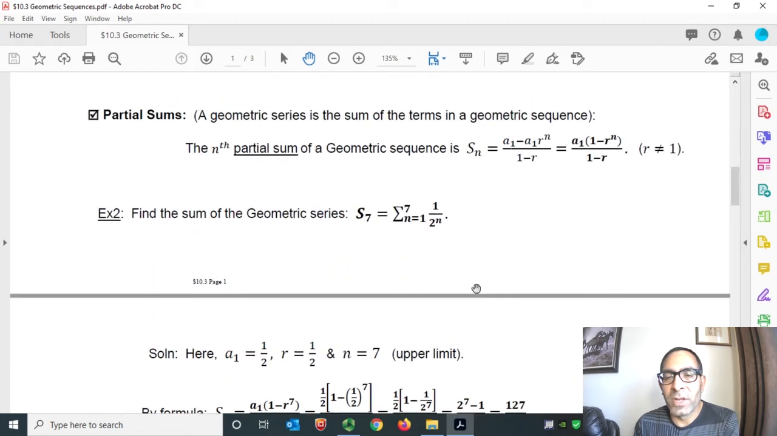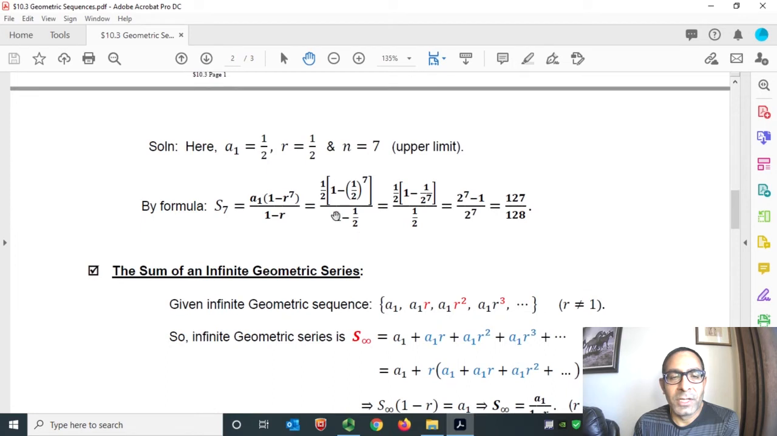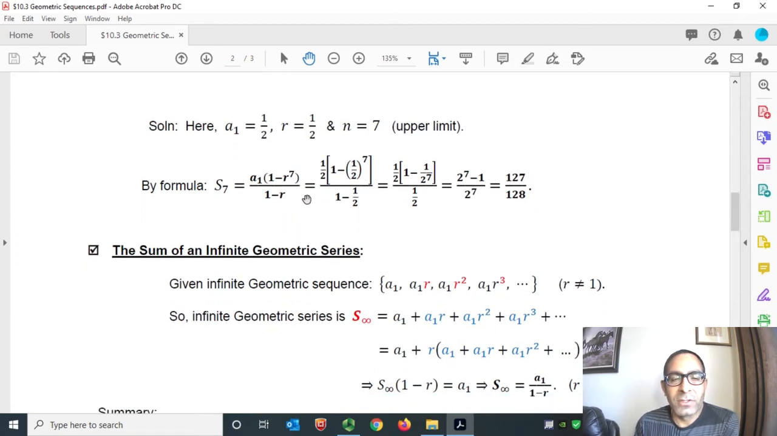I use this formula here: Sn equals first term times 1 minus r to the power n, all over 1 minus r. For our case, n is 7, r is 1 half, a1 is 1 half, which you did here. So S7 equals 1 half times 1 minus 1 half to the power 7, all over 1 minus 1 half. Now simplify the next step.